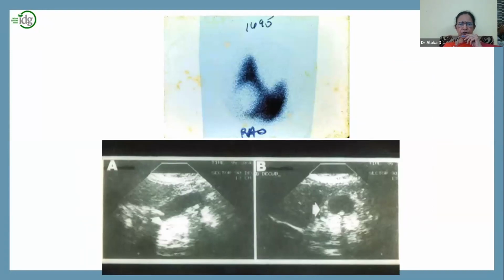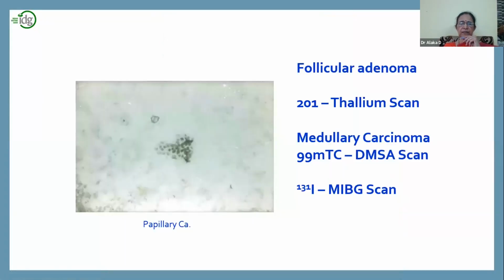This was that single nodule girl, and this is a nuclear scan which shows a cold nodule here. See, this is the cold nodule, and the same nodule on ultrasonography, you can see clearly that it is a cyst. It is not a solid nodule. Then you can do the FNAC, and FNAC has shown us different pictures.